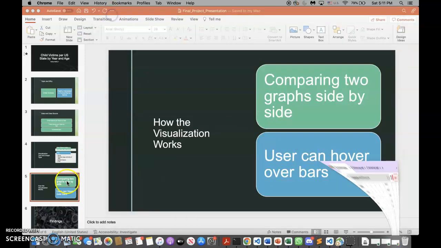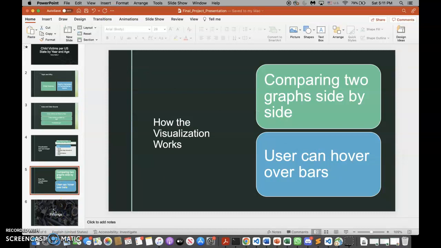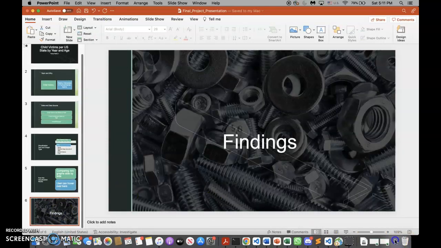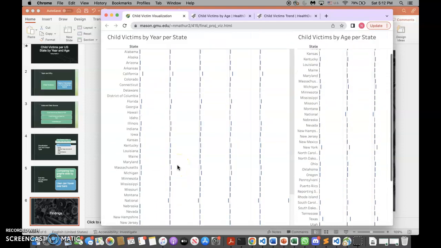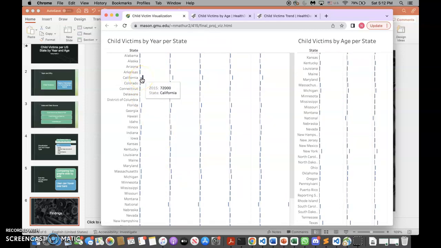And now, as far as the findings go, I'm going to go back to my visualization and we'll talk about it. So, in a year's difference from 2015 to 2016, the number of child victims in California went from 72,000 to 68,663, which shows a reduction in the number of victims for that state.